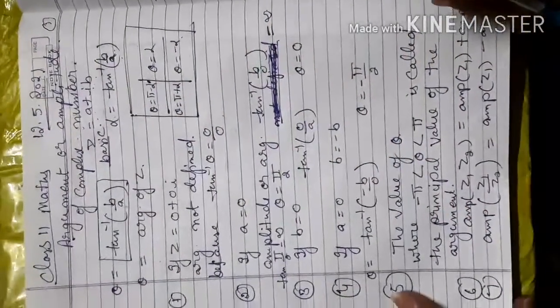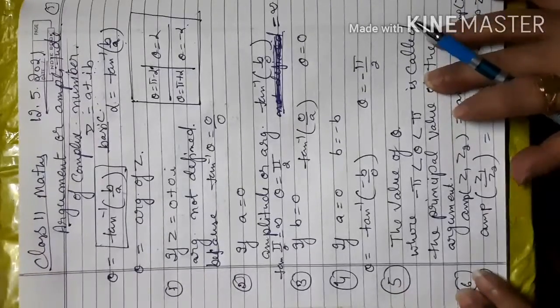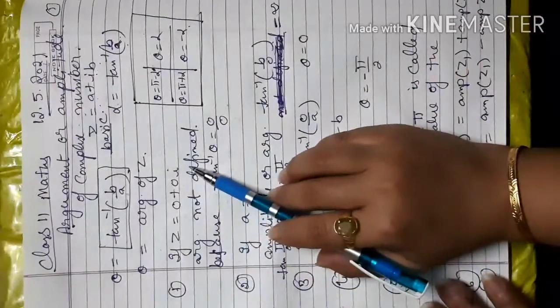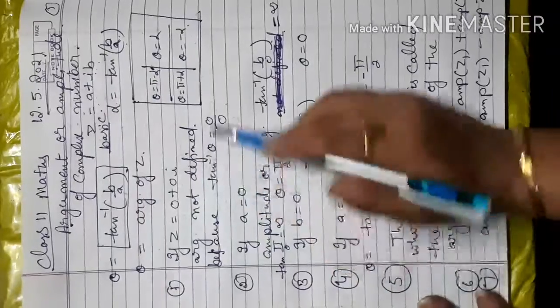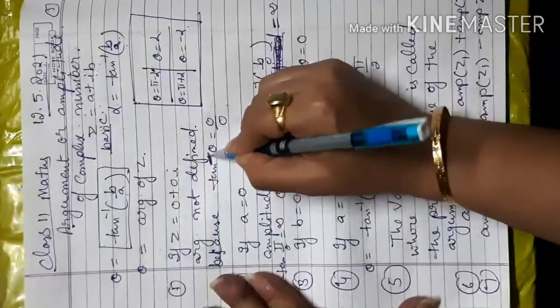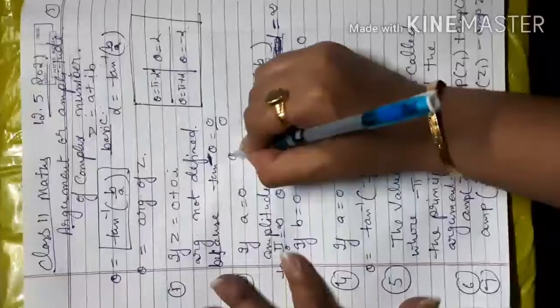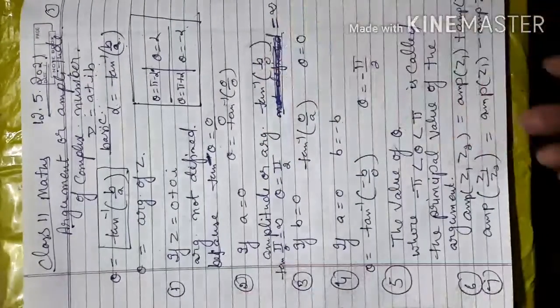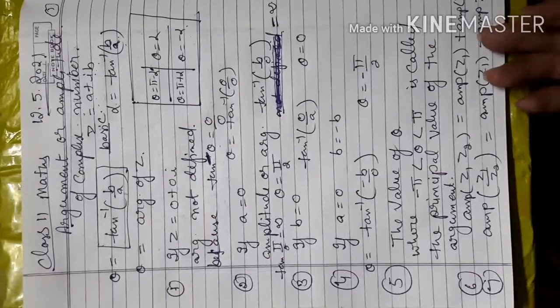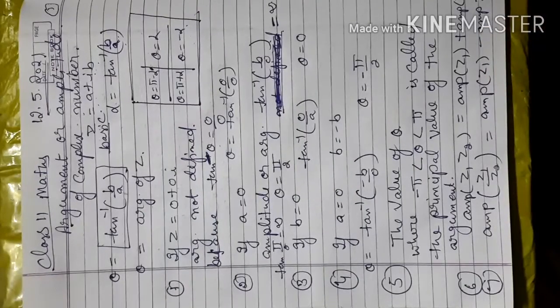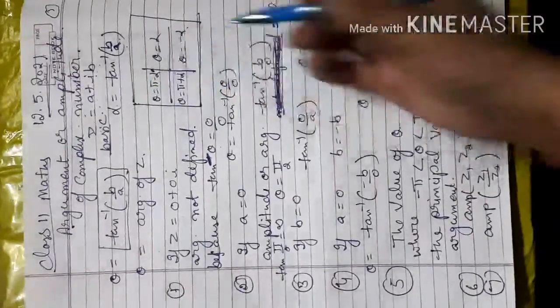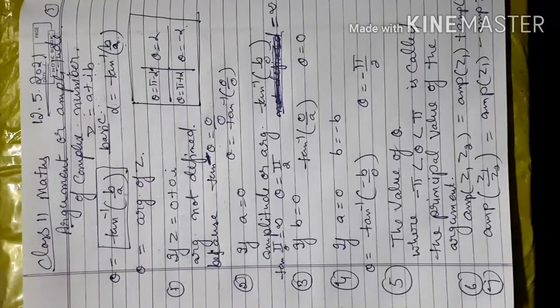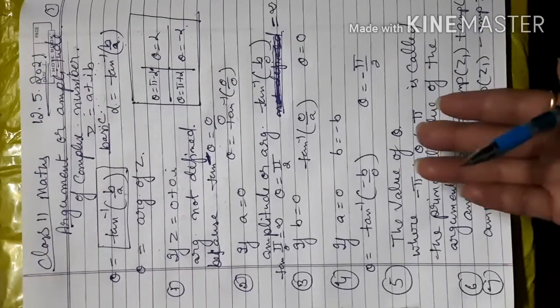Okay, so here are some rules of the amplitude. If your complex number is 0, then tan theta will be 0 by 0, that means theta is equal to tan inverse 0 by 0. In this case, 0 by 0 is not possible, so it is not defined. That means there is no location of a and no location of b, so it lies at the origin. So there is no particular position of the complex number in the plane.